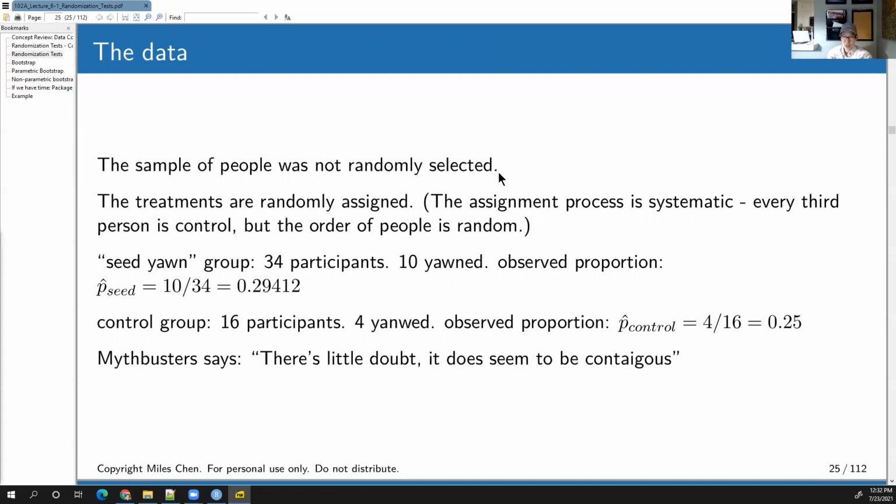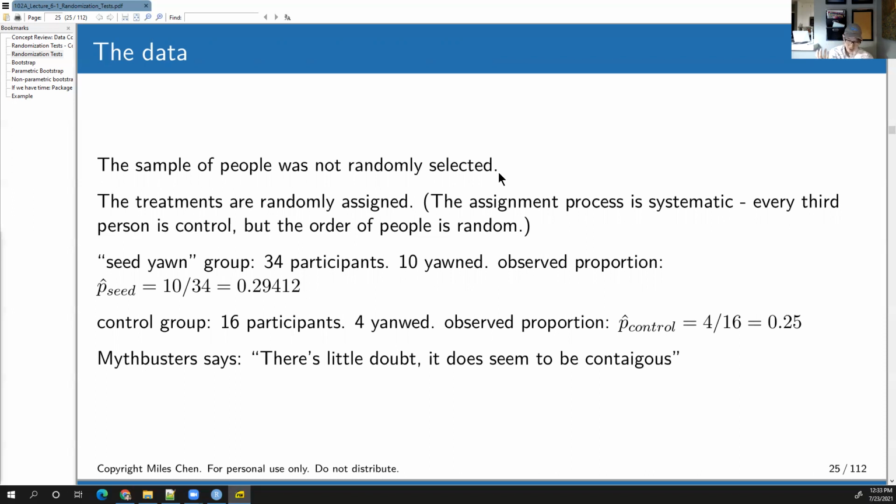The assignment process was not truly random. It was a systematic process, where every third person was a control. But the order of people who showed up is random, so we can treat who ended up in which group as the result of a random process. They said there were a total of 50 people, and they gave us the proportions: 29% in the seed yawn group yawned and 25% in the control group yawned.